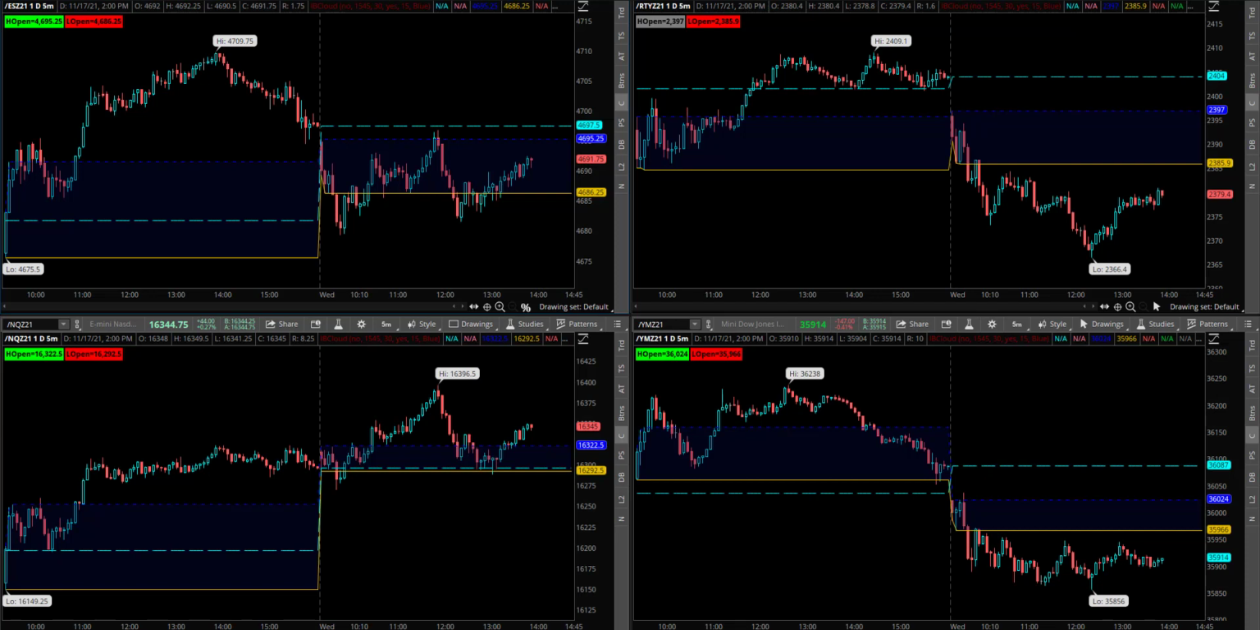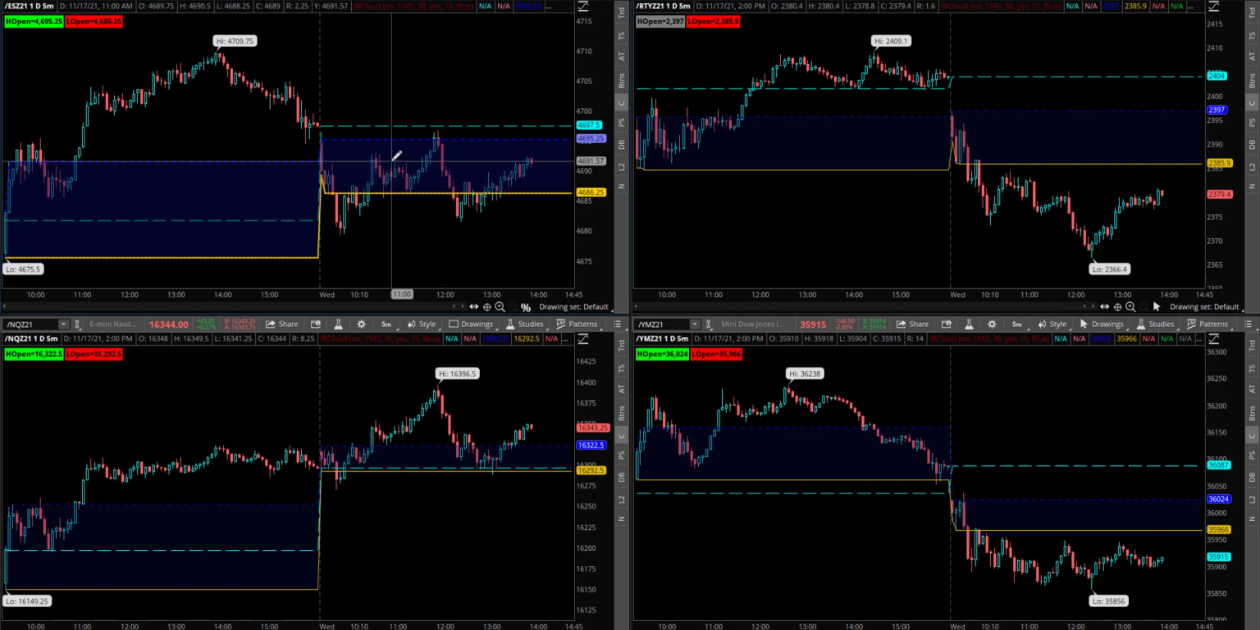Today is Wednesday, November 17, 2021. We've got some different activity taking place across the different markets here, some divergences setting up, different patterns everywhere. You can see NASDAQ's up here trading above yesterday's high. It's been the stronger of the markets today, and you've got the Russell and the Dow over here on the far right being a little bit weaker, and the S&P somewhere in the middle here in this top left chart.